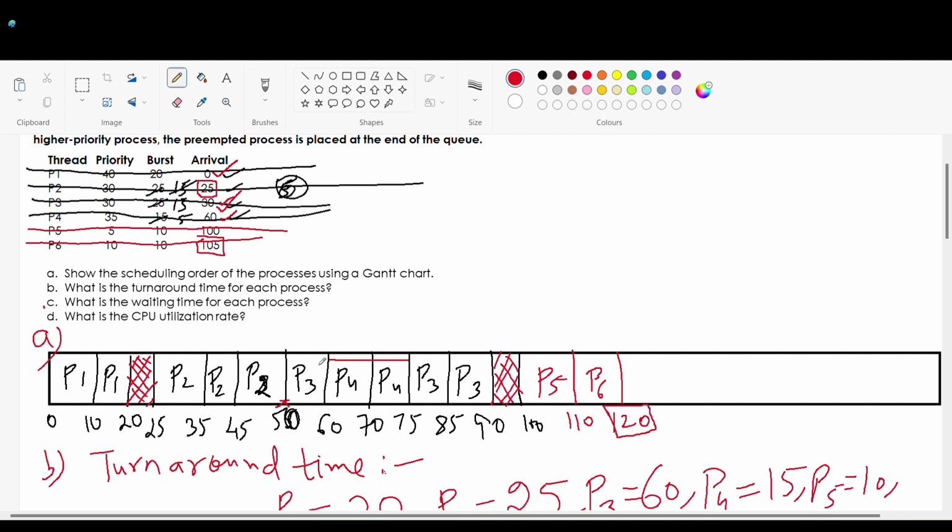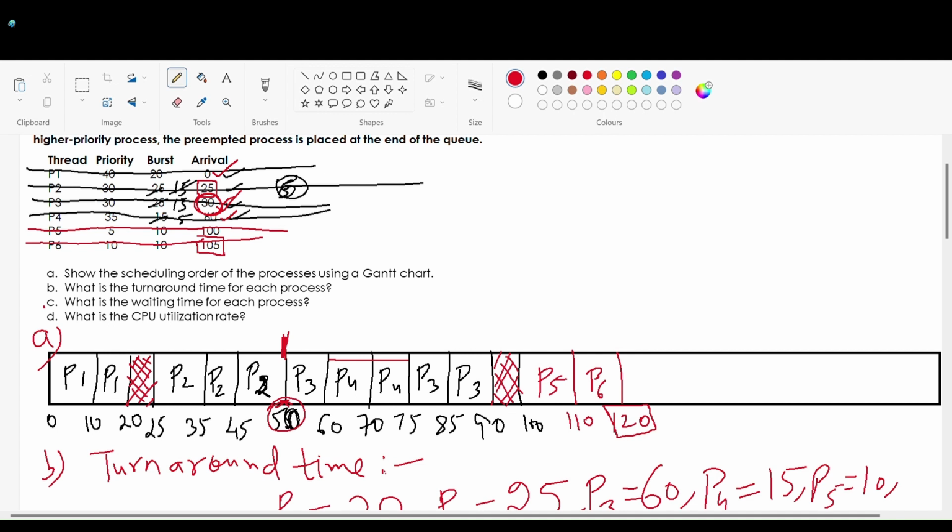P3, see again, P3, the arrival time of P3 is 30, right? And the execution time of P3 is 50, right? So 50 minus 30 is 20. 20 is the waiting time.